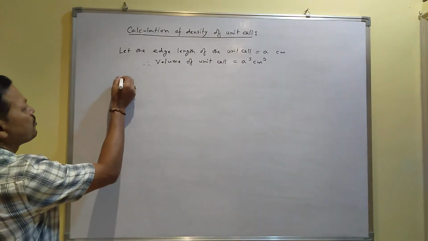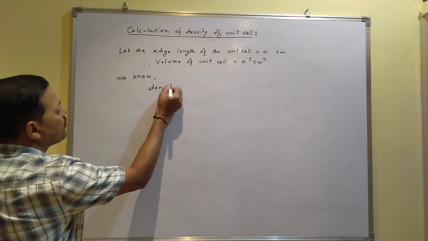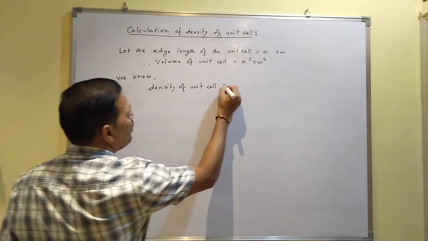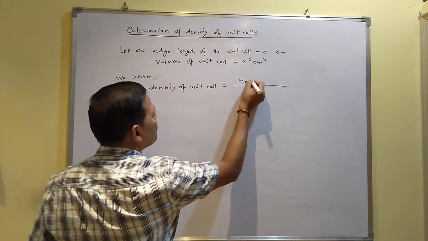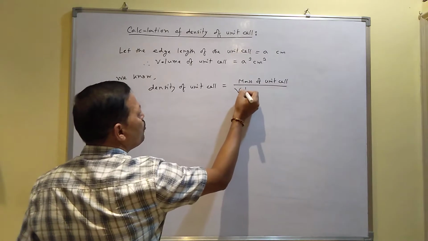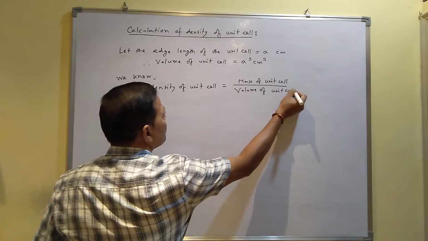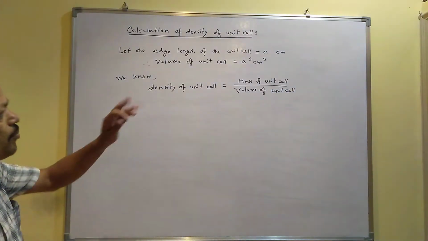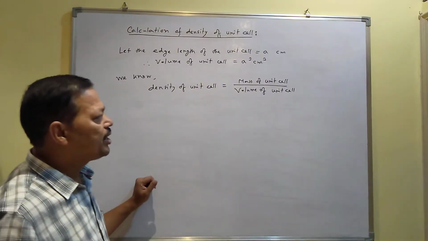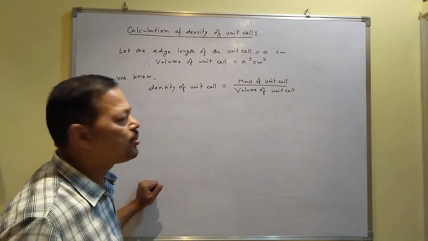We know density of unit cell is equal to mass of unit cell divided by volume of unit cell. Now volume of unit cell you have got, a cube. So how to determine the mass of unit cell? Actually mass of unit cell means nothing but the mass of the particles the unit cell contains.